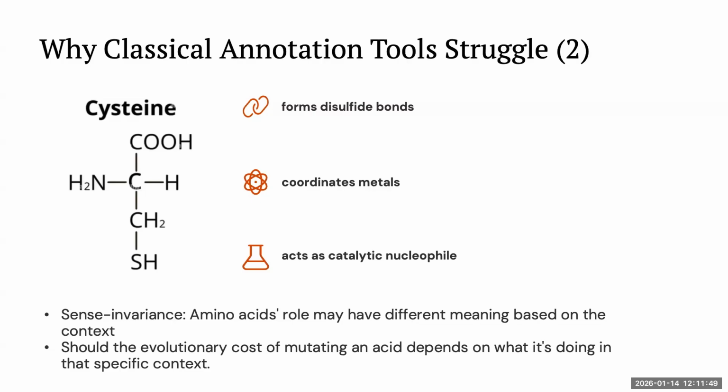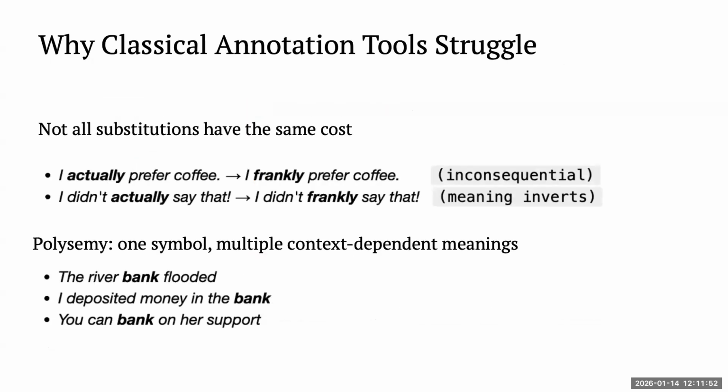If we talk about linguistics, I think the analogy is even clearer if we take the example of how language works. In language, not all mutations are created equal. If I say, for example, "I actually prefer coffee" versus "I frankly prefer coffee," the sentence carries the same meaning, so this change is inconsequential. However, if I say "I didn't actually say that" and mutate the "actually" to "frankly," "I didn't frankly say that," that means I did say it, but it was not frank. It was not an honest statement. So the meaning is completely inverted.